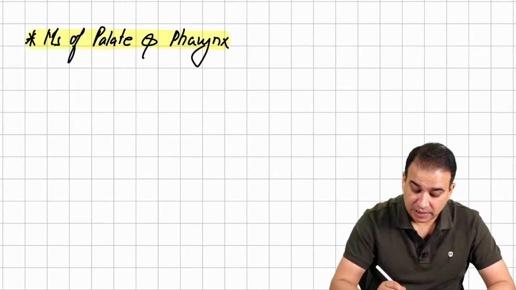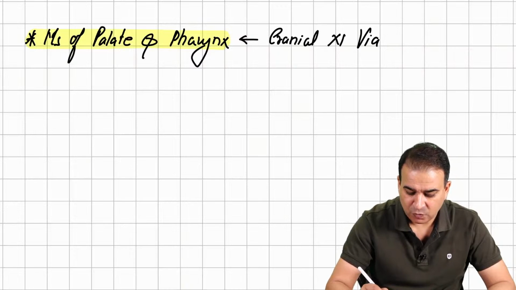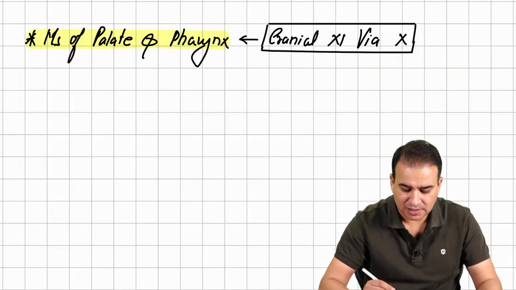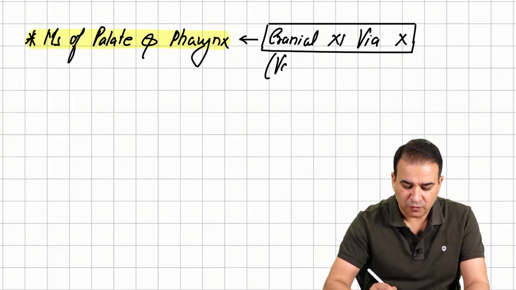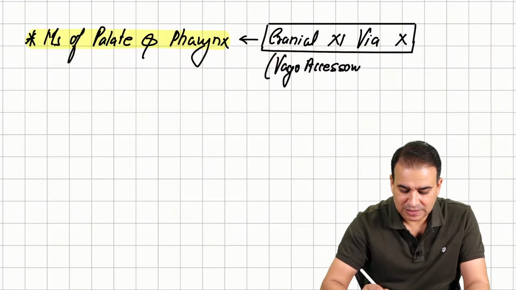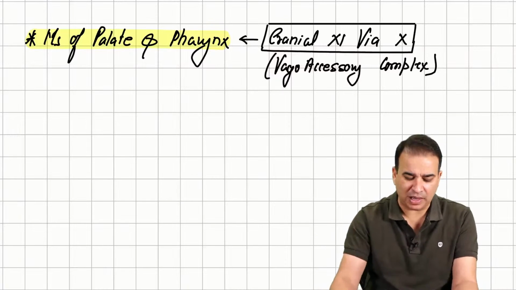The muscles of the palate and pharynx are supplied, as I said, by the cranial accessory nerve, but via the vagus. Obviously, they're using the vagus nerve to reach the destination. So it's cranial accessory via vagus. And this arrangement is called, guys, the vago-accessory complex. From now onwards, we'll call it VAC, in short, VAC, vago-accessory complex.